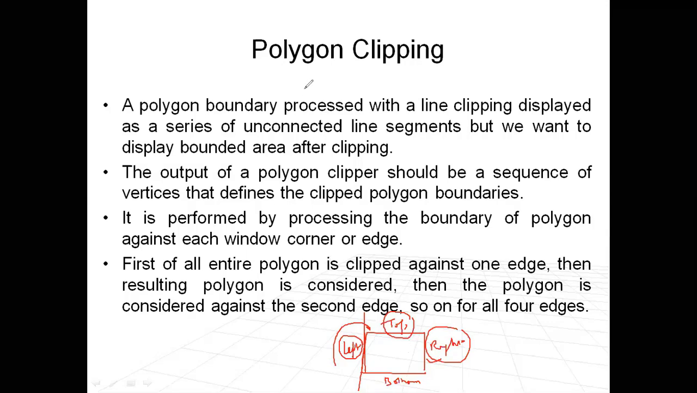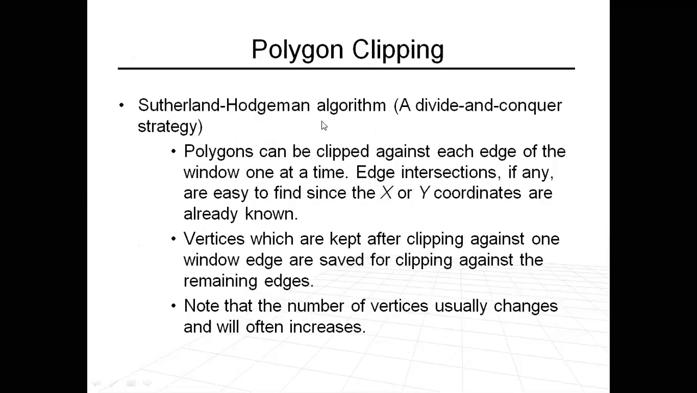Very basic. It was given by the Sutherland Hodgman algorithm. Because it is divide and conquer, we have to divide the vertices across the intersection edges of the window. So that is the divide and conquer strategy, and it was given by Sutherland Hodgman. That is why it is also referred to as the Sutherland Hodgman polygon clipping algorithm. So we are covering it up.